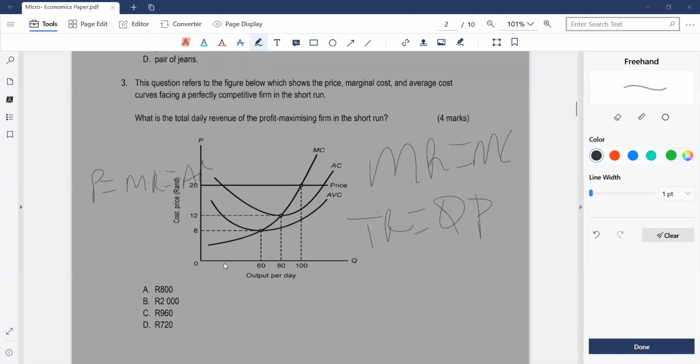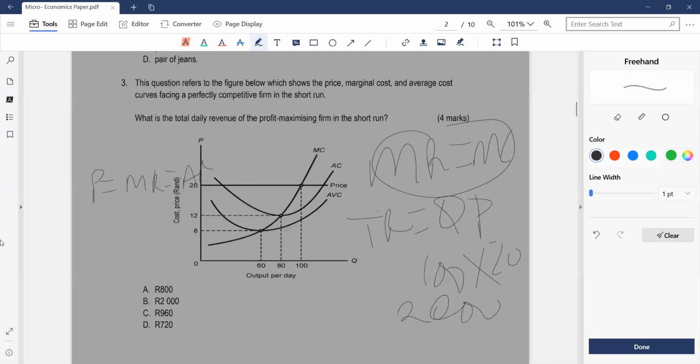So here, the quantity, which is the output per day, is equal to 100. Therefore, you multiply with the price, which is 20 Rand. That means the total revenue is equal to 2,000. Where is our 2,000? It is equal to B. Then number 3 is B. Why? We have taken this profit maximizing condition. It's a golden rule that always profit is maximized when marginal revenue is equal to MC.